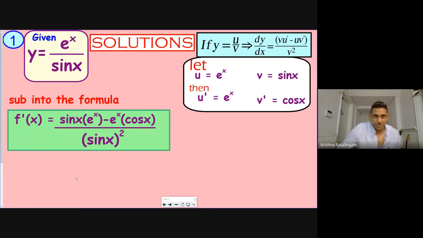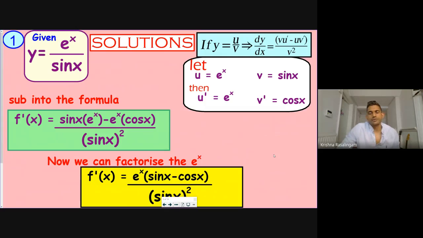Obviously, the top factorizes, so we end up with this. We can't further simplify it. We might choose to write the denominator as sin squared x, but that's about it. Hopefully that makes sense. Jot that down for example 2.